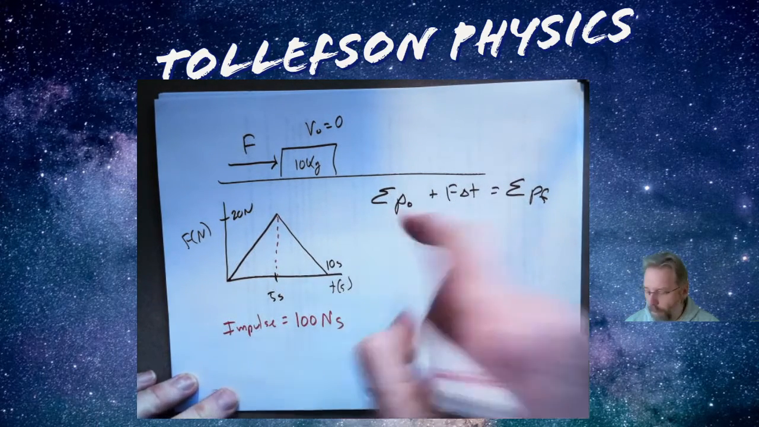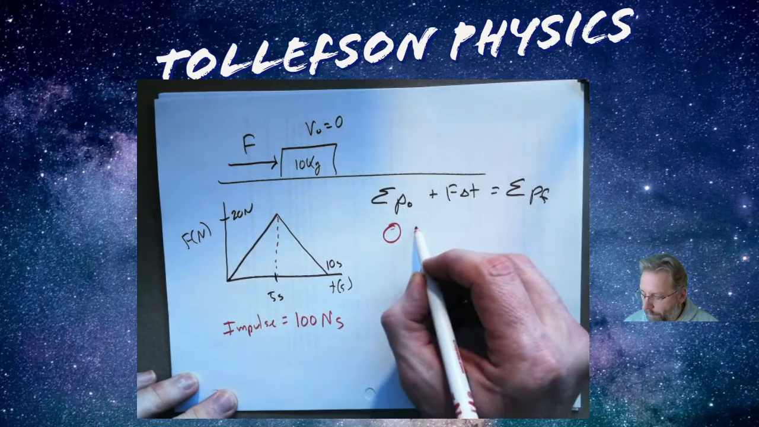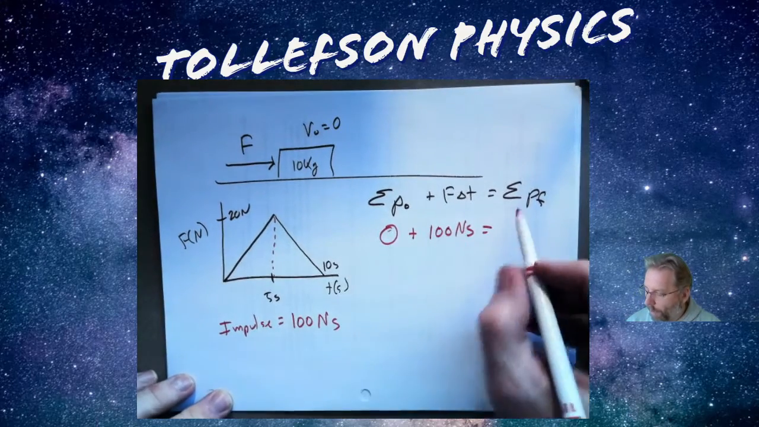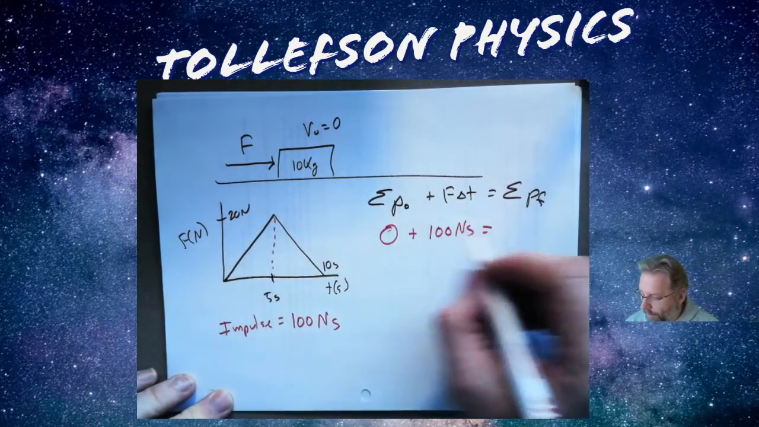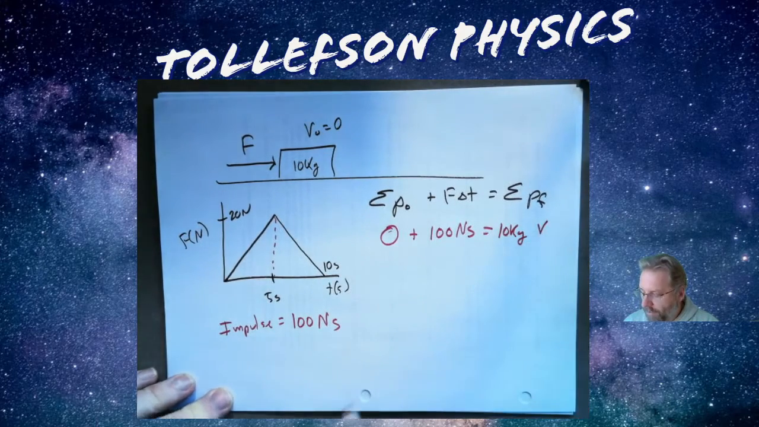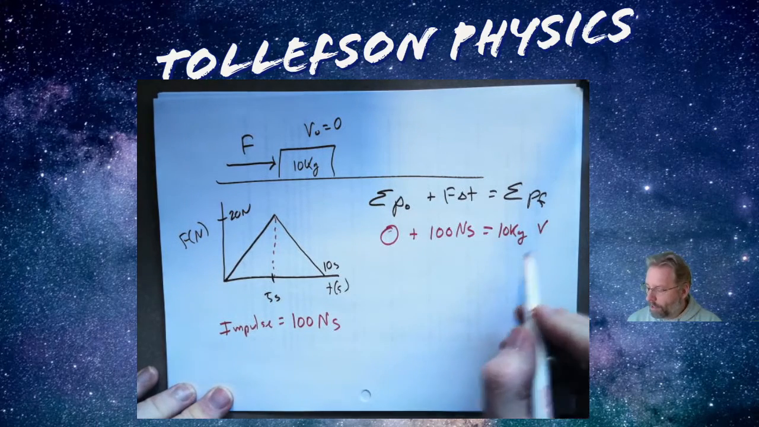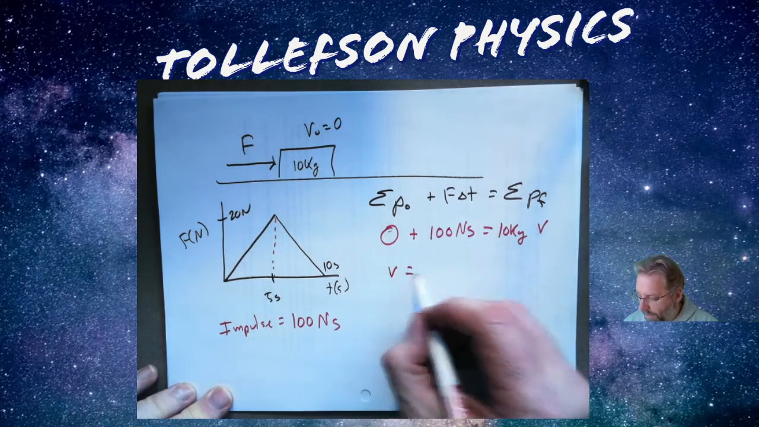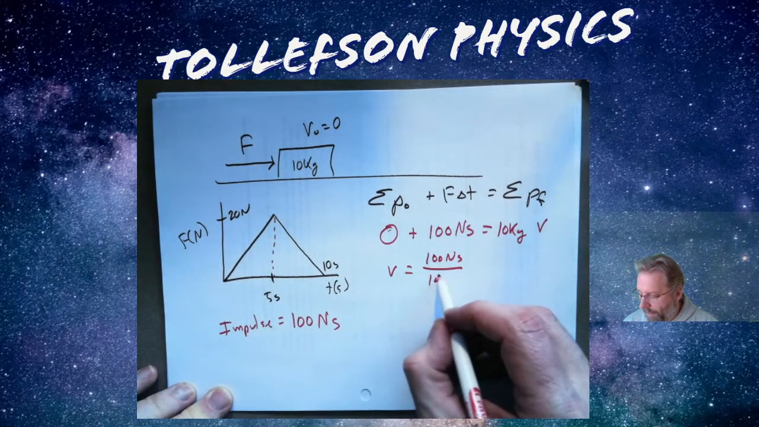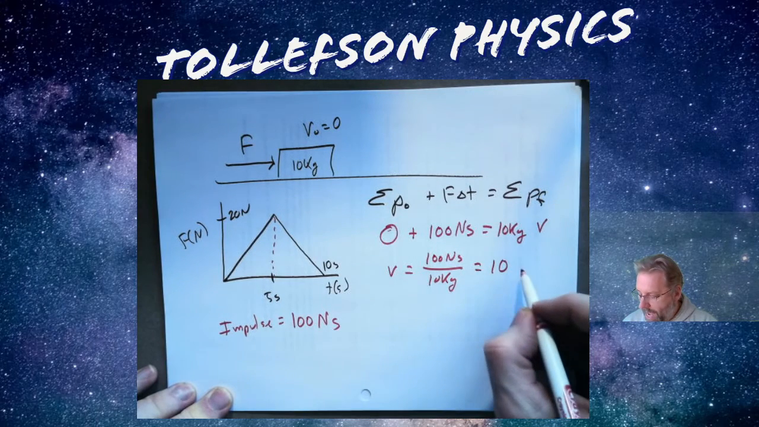What's the starting number? Mass times velocity equals 0. So I have 0 plus this 100 newton seconds, and that's going to equal the mass of my block, which I said was 10 kilograms, times its velocity. I can solve for that. If I divide both sides, I get velocity equals 100 newton seconds divided by 10 kilograms, and that equals 10.